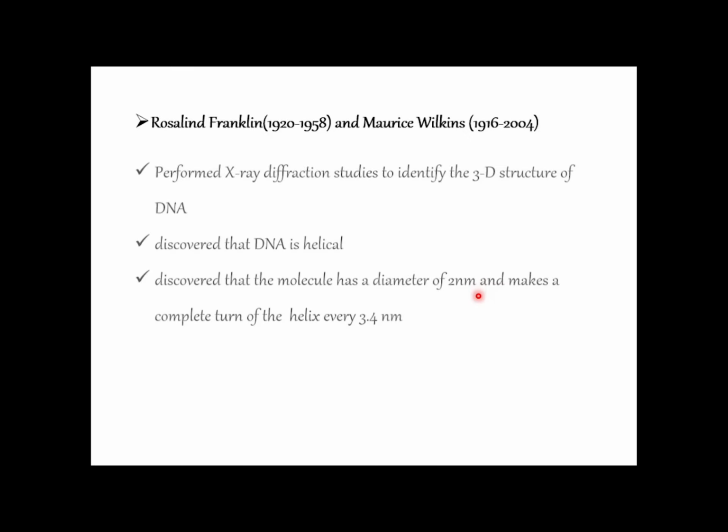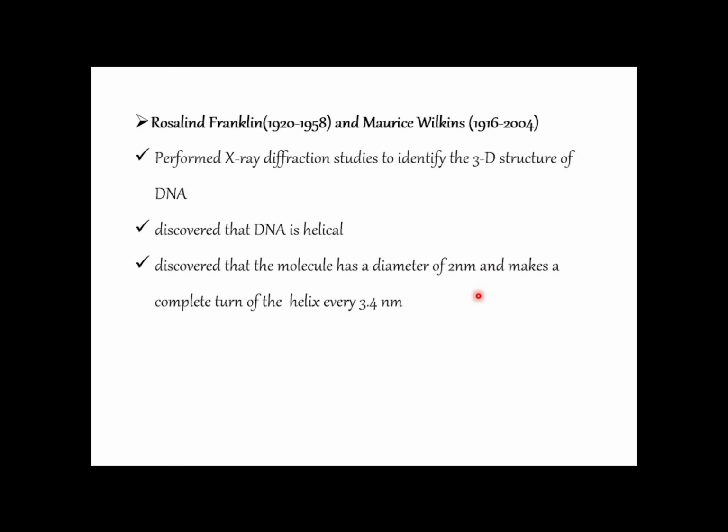The other scientists, Franklin and Wilkins, also carried out an experiment. They performed X-ray diffraction studies. Then they identified the three-dimensional structure of DNA. So they tried to reveal the image of DNA, what DNA looks like: the helical structure.